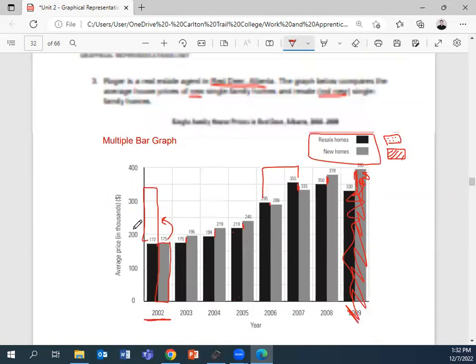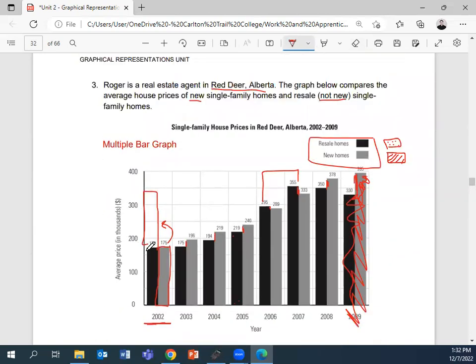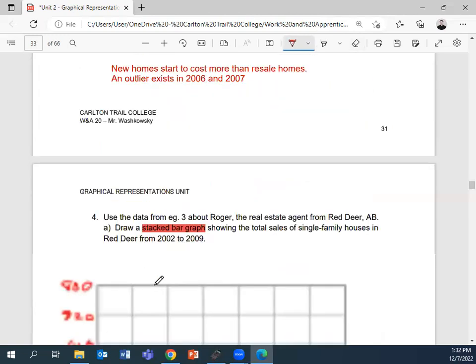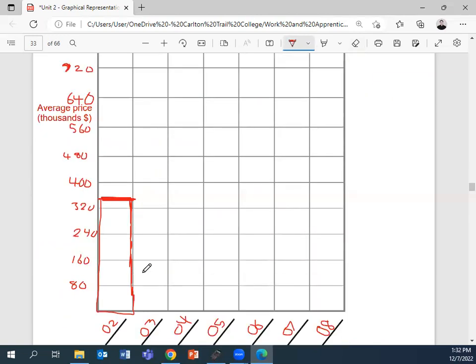Okay. I'm going to say that the black things, the resale homes, are going to be the thing on the bottom. And I'm just going to pick that number. So resale homes sold at $172,000 that year. That is a round right here. Cool. So now all I've done is I've stacked those two lines on top of each other.